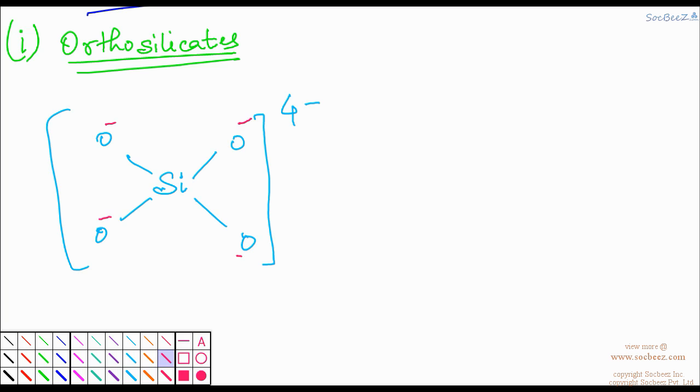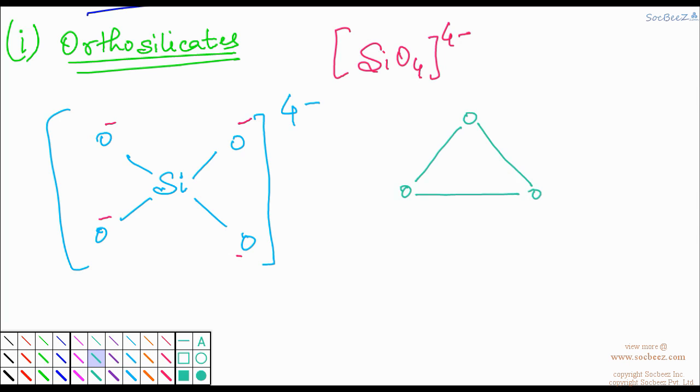So this is the structure. Basically the formula for this is SiO4 4-. You can also draw this structure in this way. Generally the structure is drawn like this. There is oxygen, oxygen, oxygen, and then one more oxygen over here. In the center you put a dot.